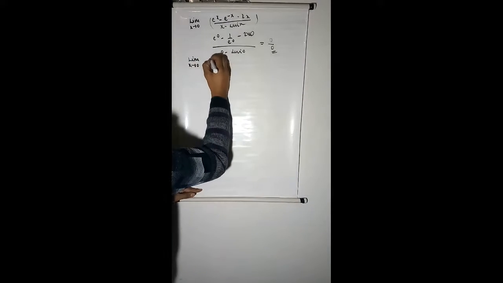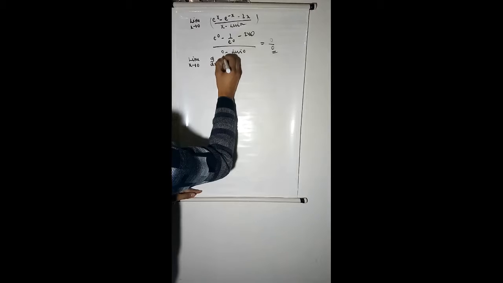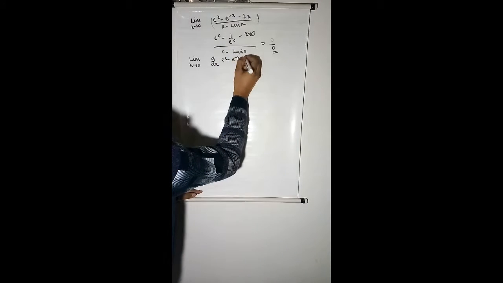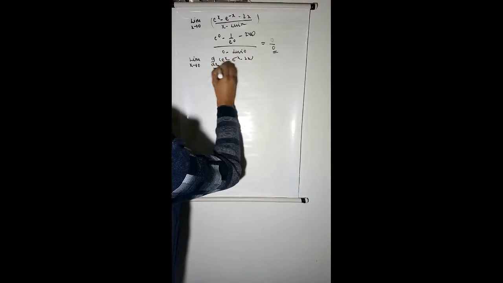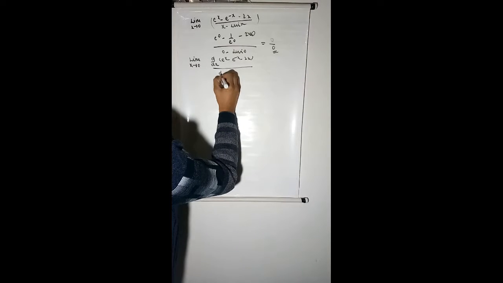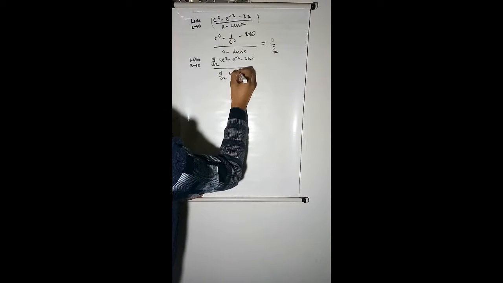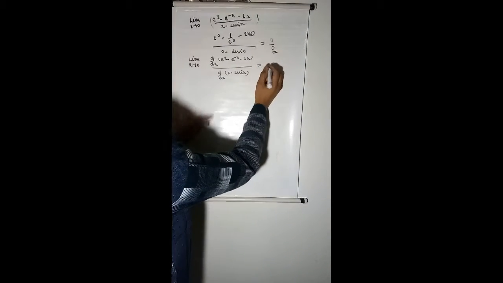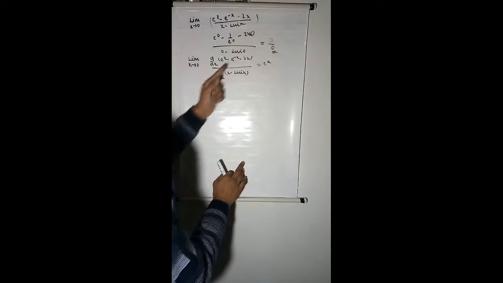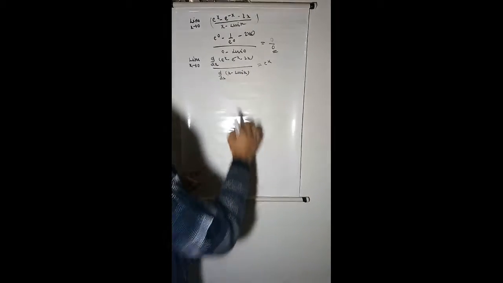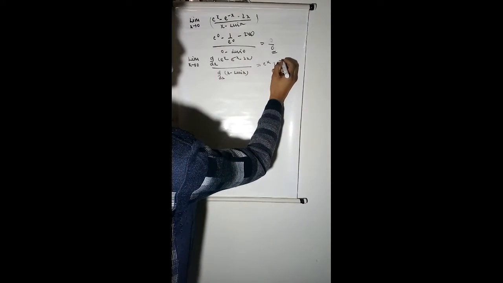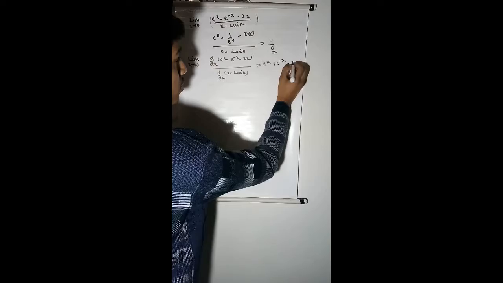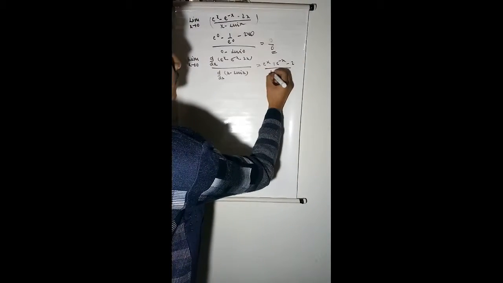Limit x tends to 0, d over dx of e to power x minus e to power minus x minus 2x, upon d over dx of x minus sin x. Differentiation of e to power x is e to power x. Differentiation of e to power minus x will be minus e to power minus x. So minus minus will be plus. And here will be minus 2. It will be 1 minus cos x.